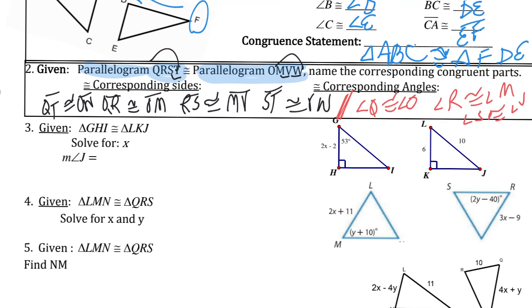Okay, if I tell you that these two triangles are going to be congruent, that means their corresponding sides will be equal in measure. So if I see GH, who corresponds with GH would be the first two letters of the next one. That would be LK.